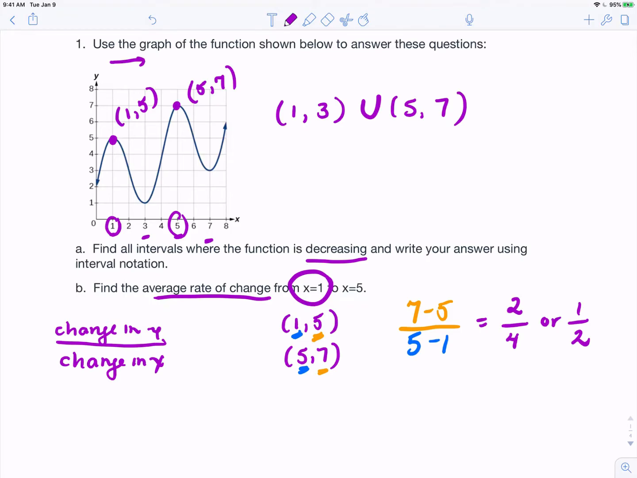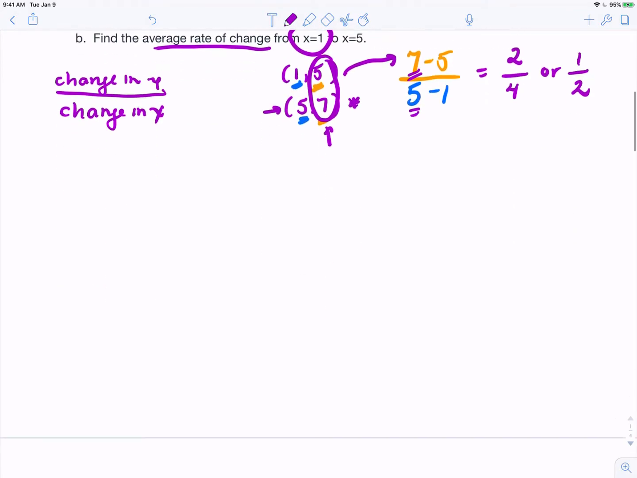What's really important is that you are remembering to subtract your y coordinates on top in the numerator and your x coordinates in the denominator. And it's also important that you keep the same order. So for example, notice that I started with 7 on the top. That meant I had to start with 5 on the bottom. These two numbers come from the same point.